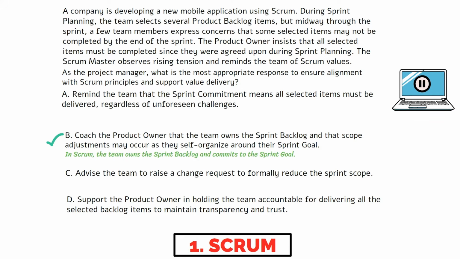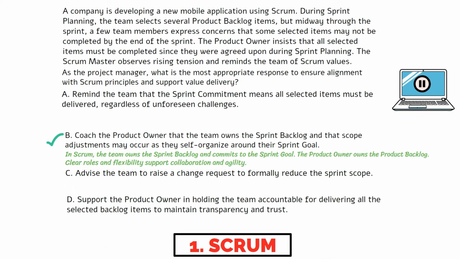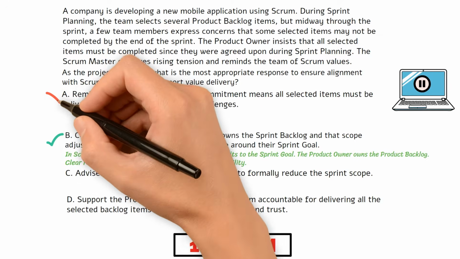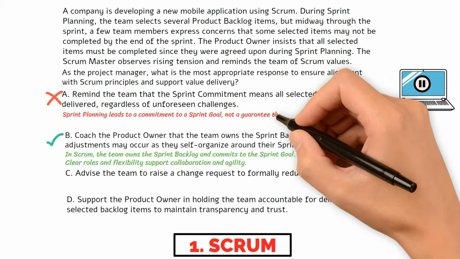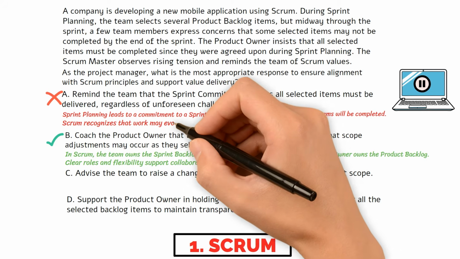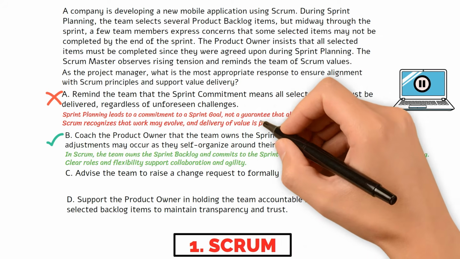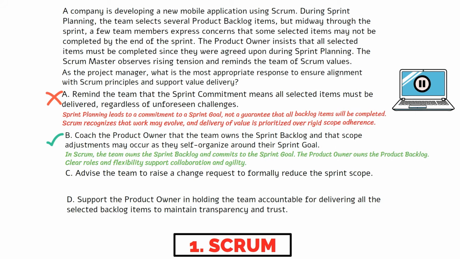The product owner owns the product backlog, but the sprint backlog belongs to the team. Coaching the product owner on these role boundaries reinforces collaboration and agility. Choice A is incorrect. Sprint planning leads to a commitment to a sprint goal, not a guarantee that all backlog items will be completed. Scrum recognizes that work may evolve, and delivery of value is prioritized over rigid scope adherence.